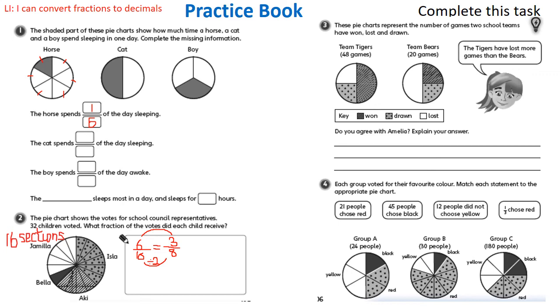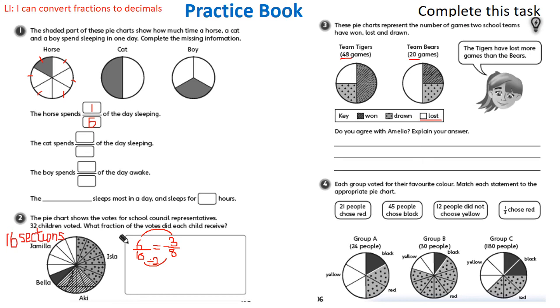Amelia says the Tigers have lost more games than the Bears. Now, you have to take into consideration how many games each team has played. So first of all, what does our key mean? Our stripy area is the number of games won, our drawn area are the dots, and most importantly, our clear white area is the number of games lost.